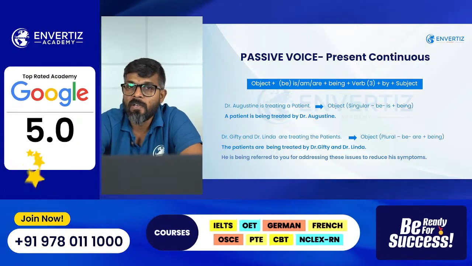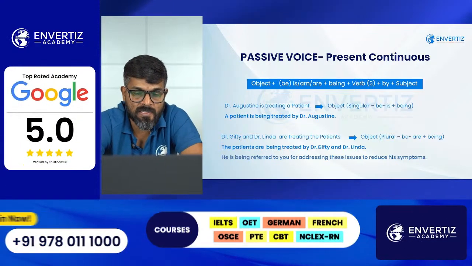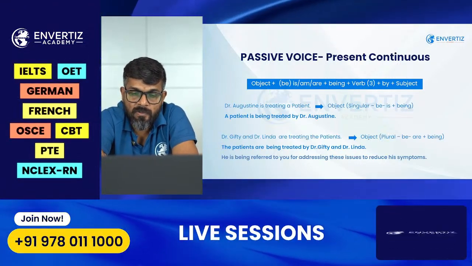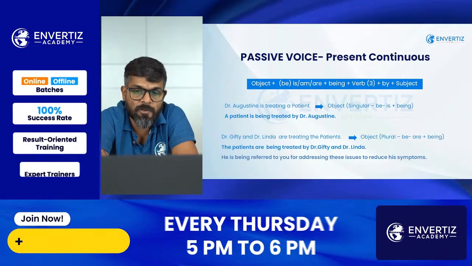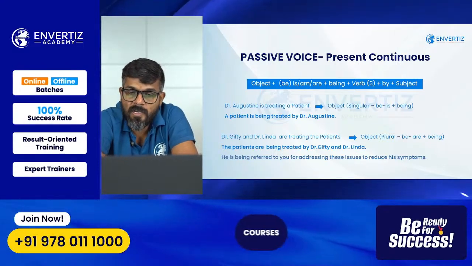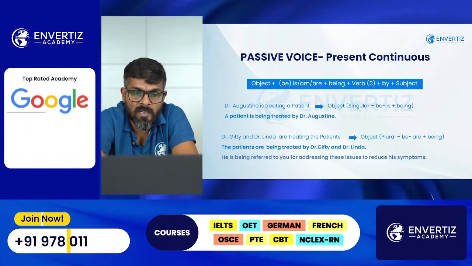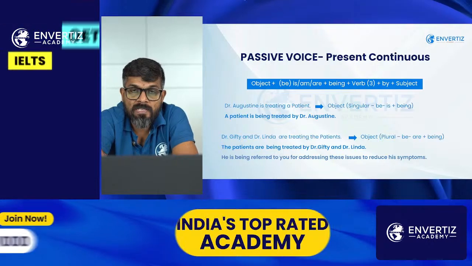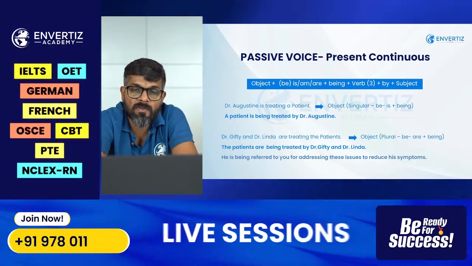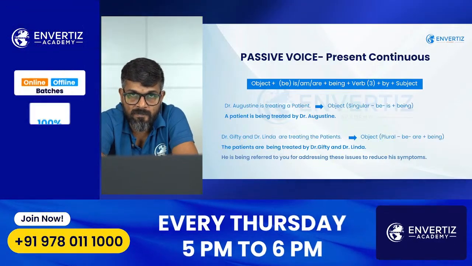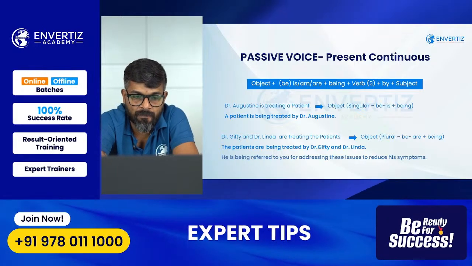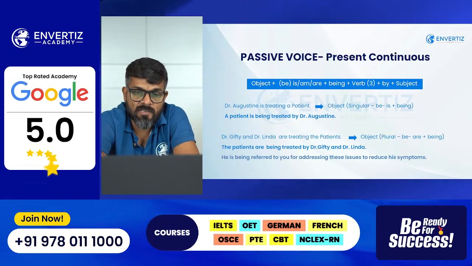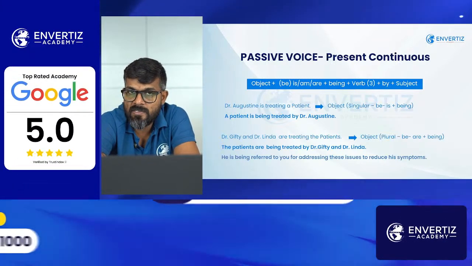Now present continuous. Object plus be forms. Again we need to add the be forms plus being. Keep it in your mind: for the continuous tense you need to use being. Object plus is or am or are plus being plus third form of the verb plus by plus subject. See the example. Look at the screen. Dr. Augustine is treating a patient, which is a present continuous tense in active voice.